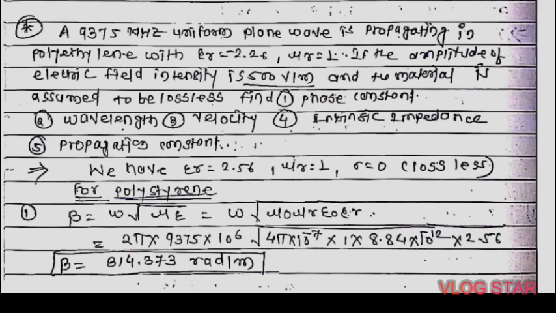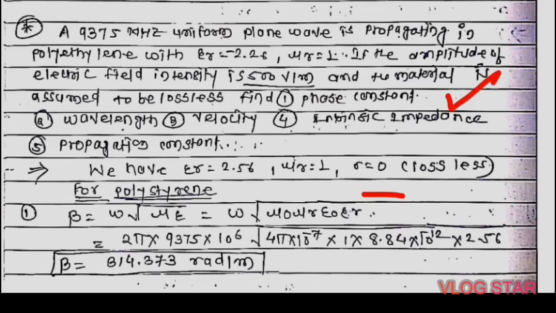Okay, so the first step is to write the given data, that is epsilon r is equal to 2.26, mu r is equal to 1. Here the medium is lossless, hence we take the value of sigma equal to 0, and the first parameter we have to calculate is the phase constant.